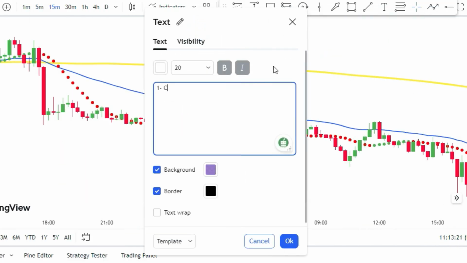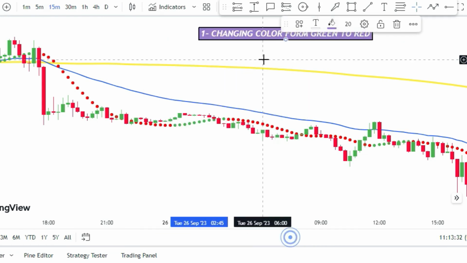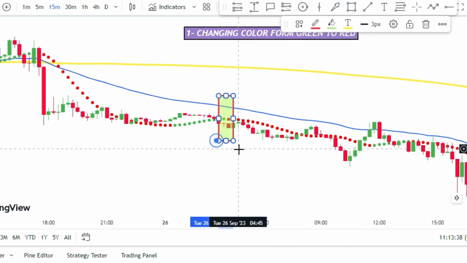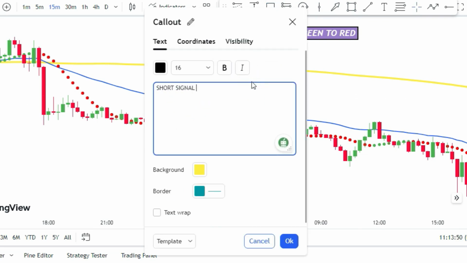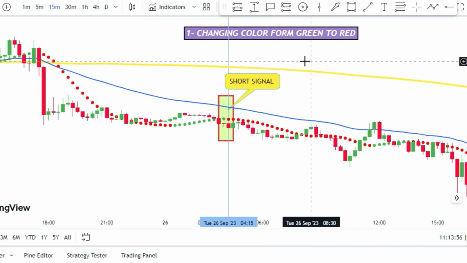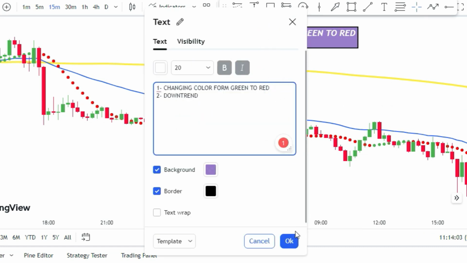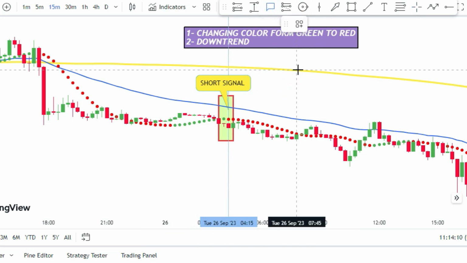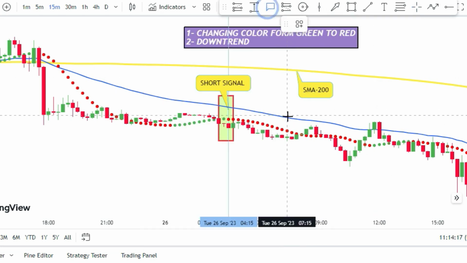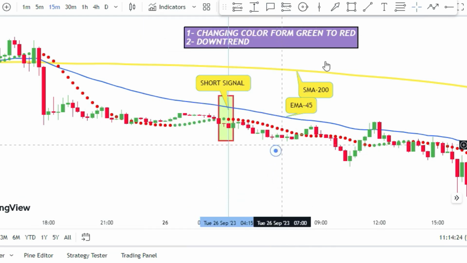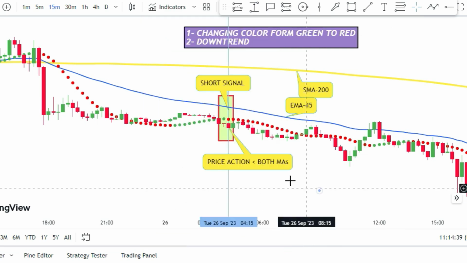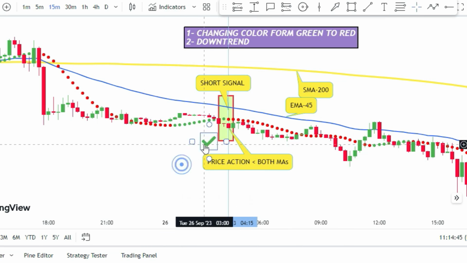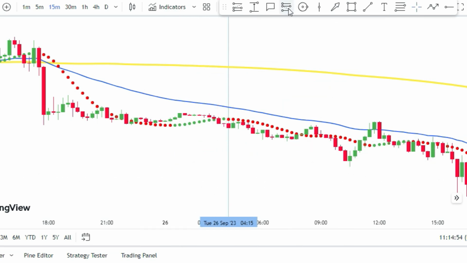And for a short trade, we're on the lookout for the dots on the chart to flip from green to red, hinting at a shift in the market mood. After that, we need to confirm that the market is on a downward slide. Once all these pieces fall into place, you're all set to dive into the short trade.